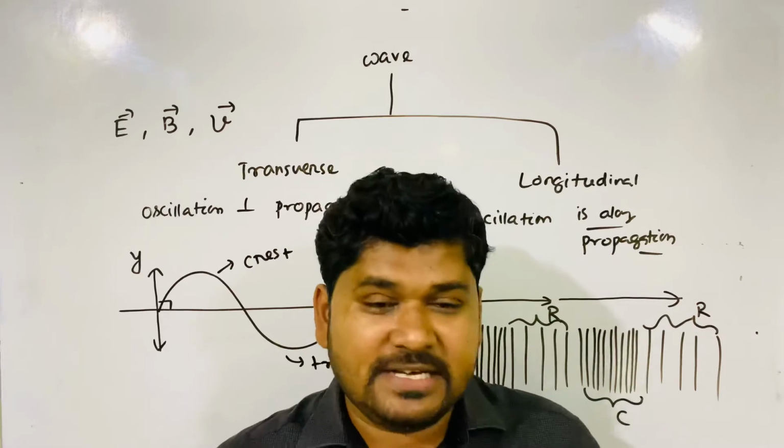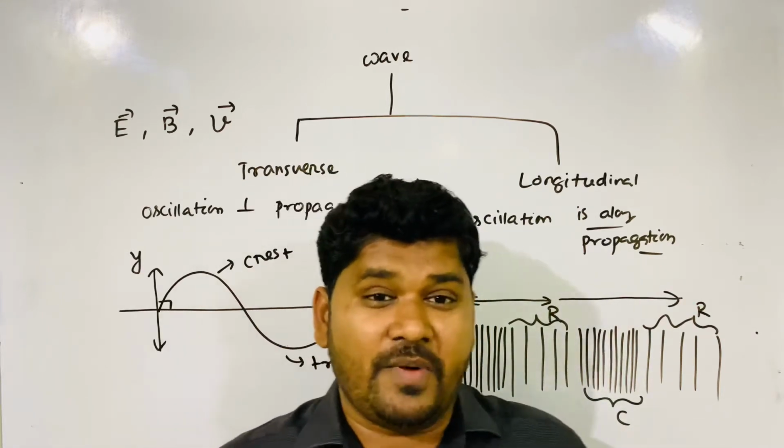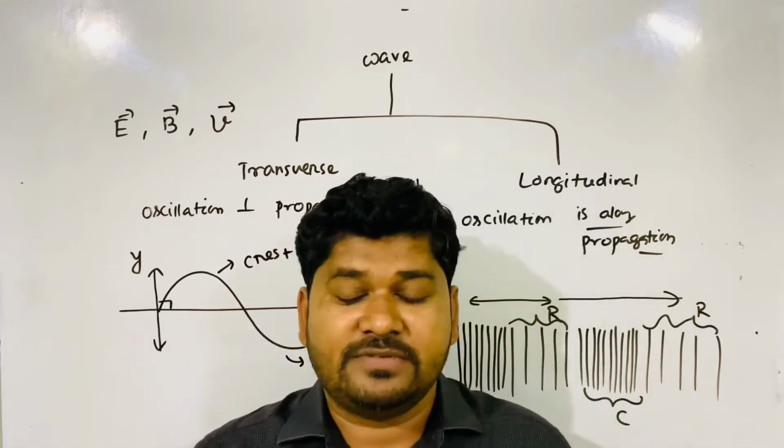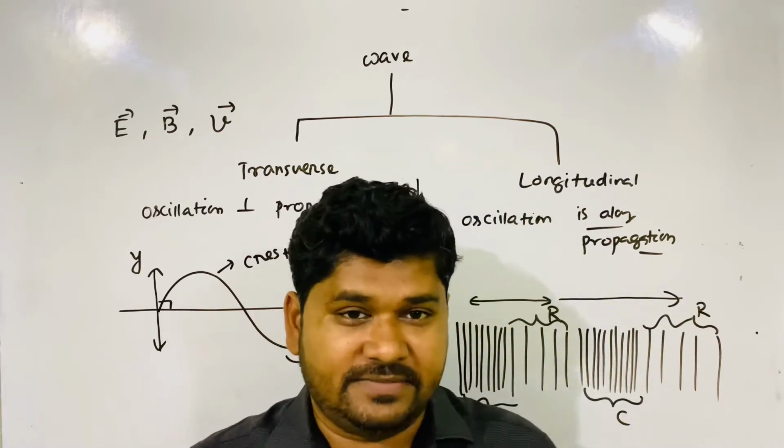The best example is the sound wave. So these are the two types of waves. Broadly we classify waves into two types, irrespective of mechanical or non-mechanical.